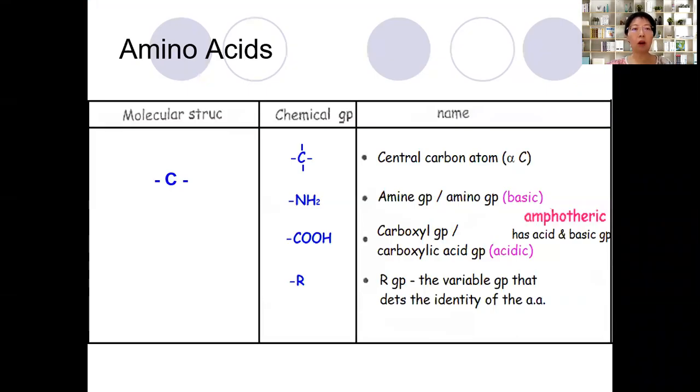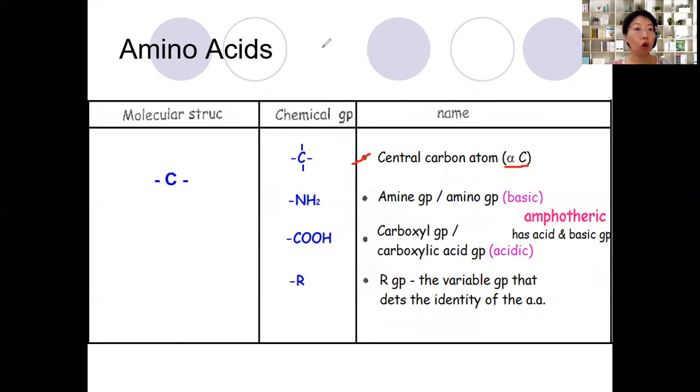Now, the monomer of protein is amino acid. Let us look at the structure of amino acid. Amino acid has a central carbon, which is also called an alpha carbon. Usually when we name or number the carbon in an organic molecule, the carbon nearest to the functional group is always carbon number 1, followed by 2, 3, 4, 5. Sometimes carbon number 1 is also labeled as alpha carbon. So in this case, we also call it an alpha carbon.